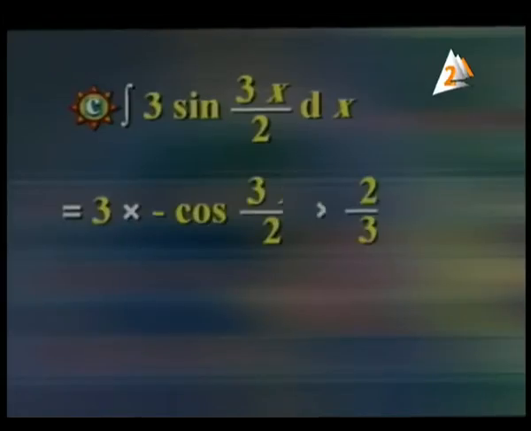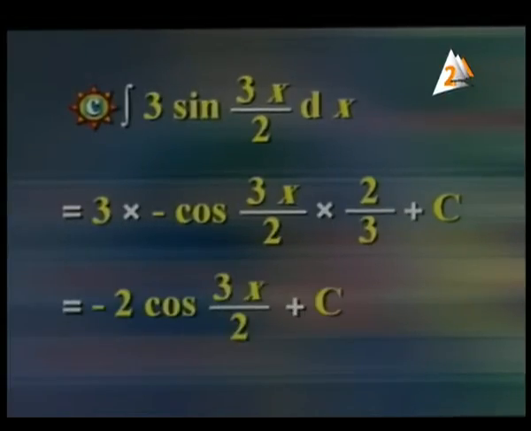Number C. What is the integration of 3 multiplied by sine 3x over 2 dx? Look at 3, the constant, multiplied by sine. Integration of sine is negative cosine. Remember, 3x over 2, multiplied by 2 over 3. Why? Because we divide the cosine 3x over 2 by the coefficient of x, 3 over 2. When dividing by 3 over 2, we multiply by the multiplicative inverse of 3 over 2, which is 2 over 3, plus c. Then the integration becomes negative 2 cosine 3x over 2 plus c.